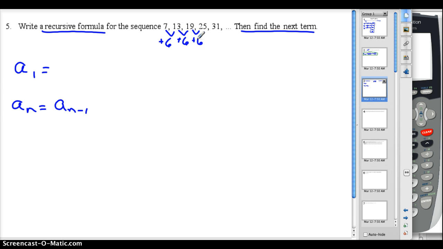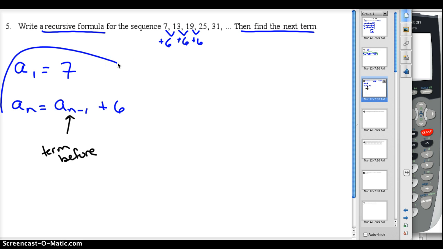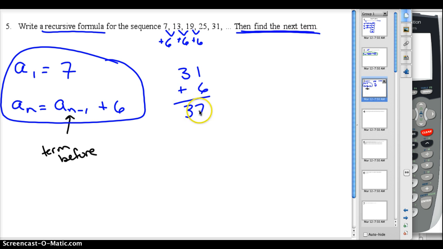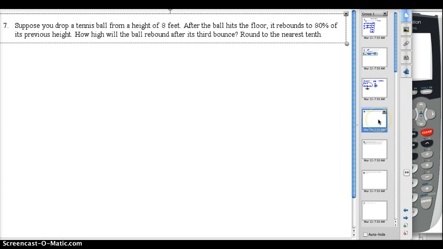Okay. So what we want to do is say that our first term is 7. And what do we do? We take the term before. Remember, this means the term before. And we add 6 to it. So there's our recursive formula. And then it wants us to find the next term. Well, 31 plus 6 would be 37 for our next term. Again, press pause while you work number 6. Number 7.